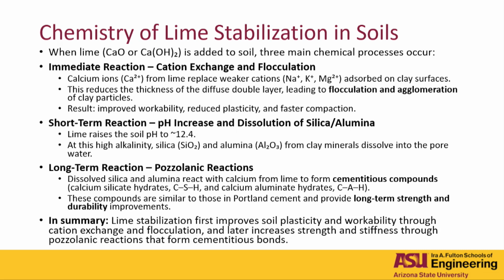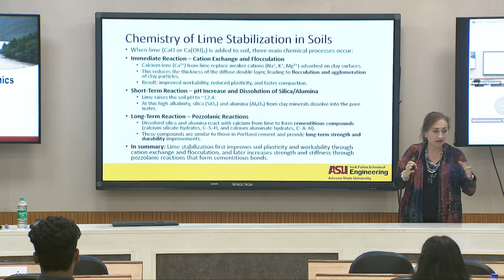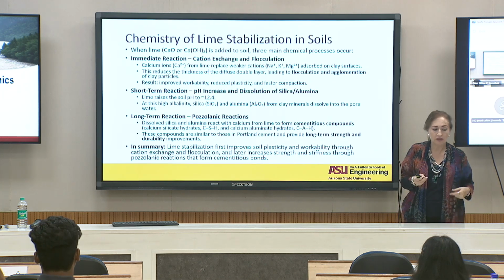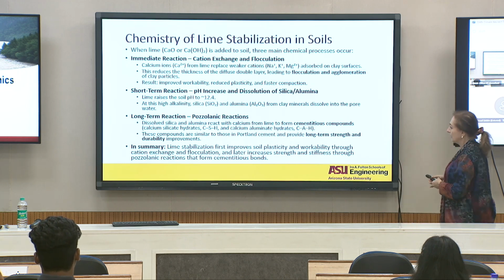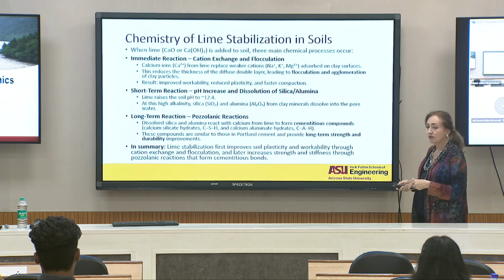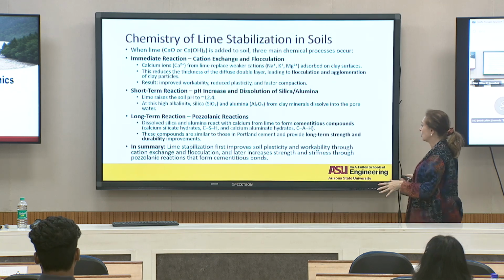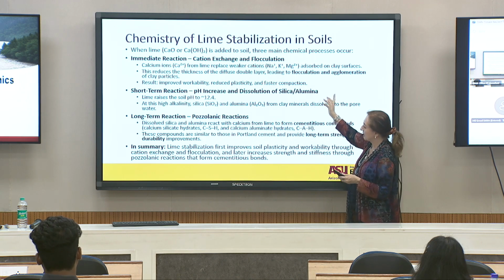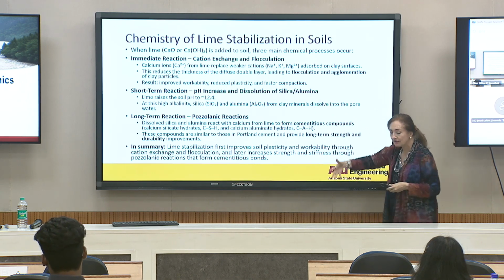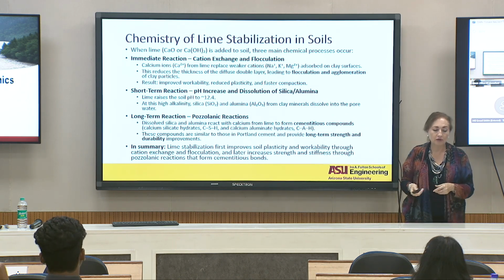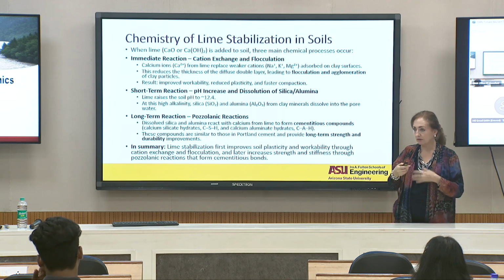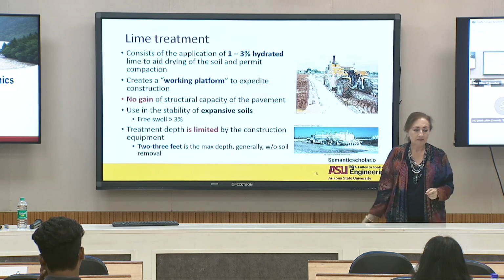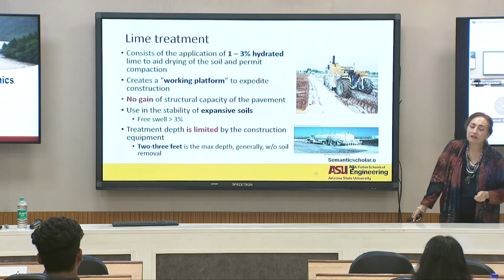So these are pretty much, in a nutshell, the chemical situation that is happening when you put lime in the soils that are expansive. In summary, the lime stabilization first is going to be improving the soil plasticity and workability through the cation exchange and the agglomeration or flocculation, and later will increase the strength because of the pozzolanic reactions to form cementitious soils.